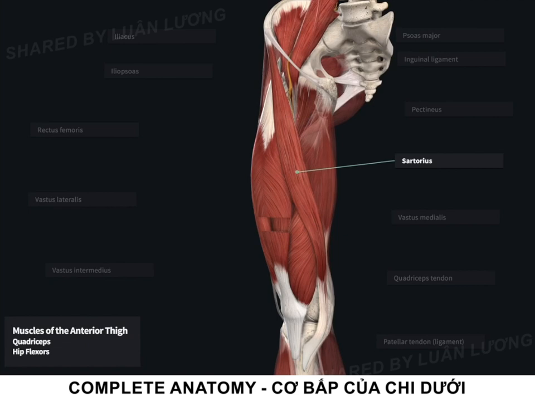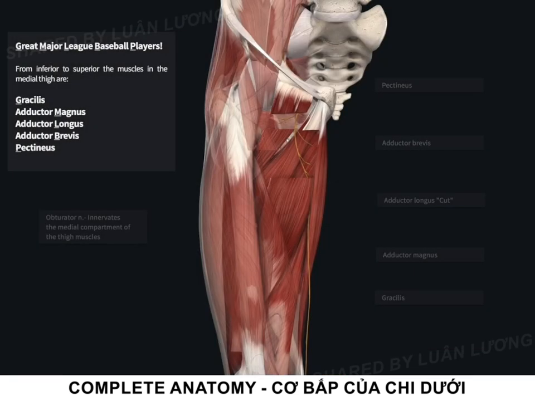The muscles of the medial compartment of the thigh can be remembered with a useful mnemonic. Great Major League Baseball players. This is going to tell you the order from inferior to superior as we move up and in through the medial thigh.